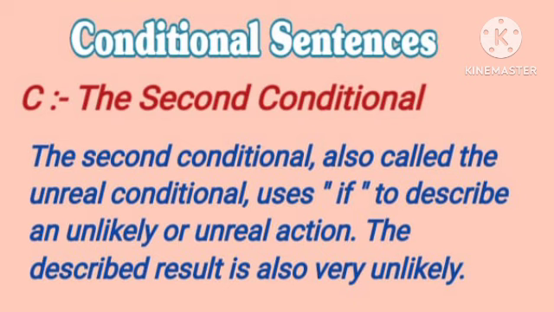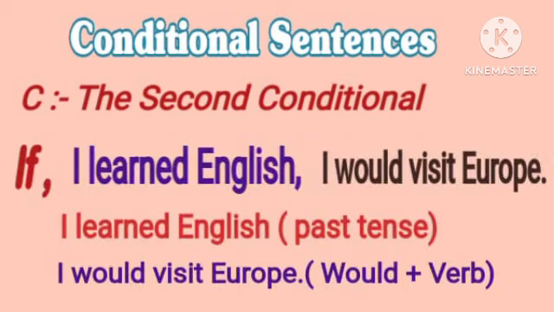C. The second conditional. The second conditional, also called the unreal conditional, uses if to describe an unlikely or unreal action. The described result is also very unlikely. How is the second conditional formed? If plus past simple, would plus base form. Example: If I learned English, I would visit Europe.